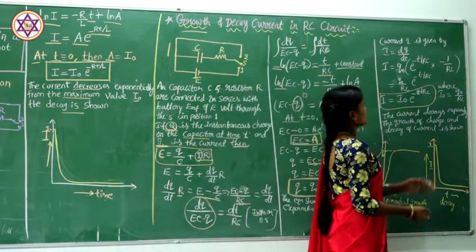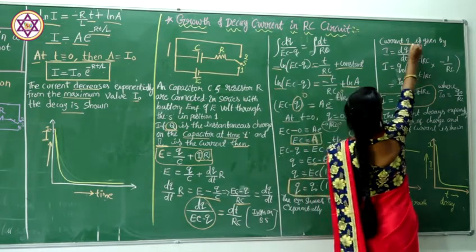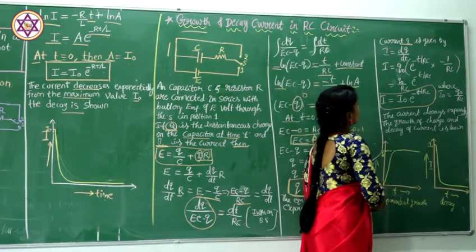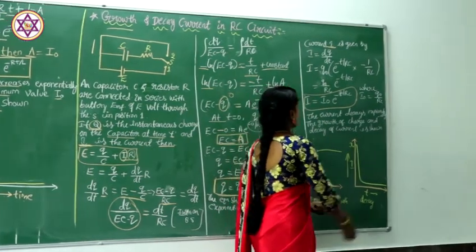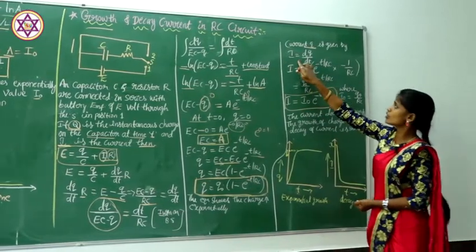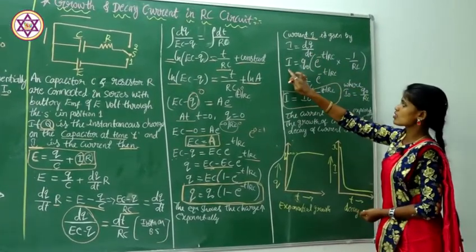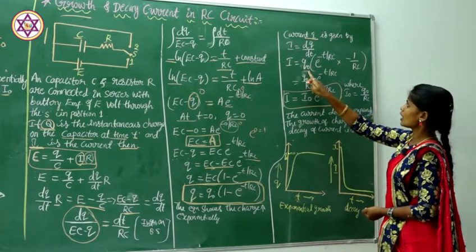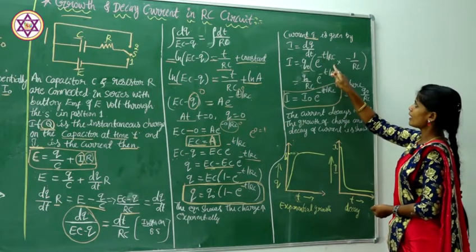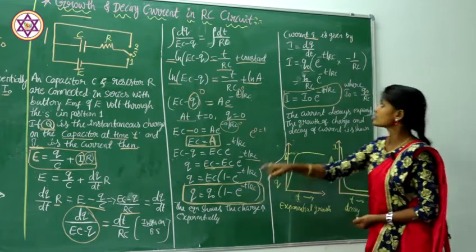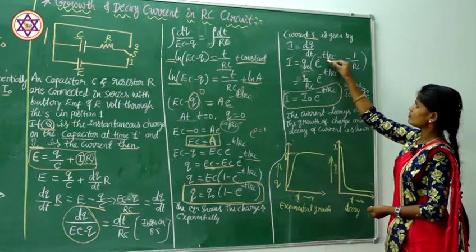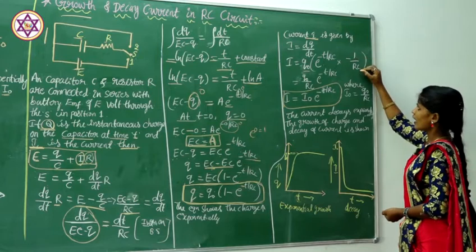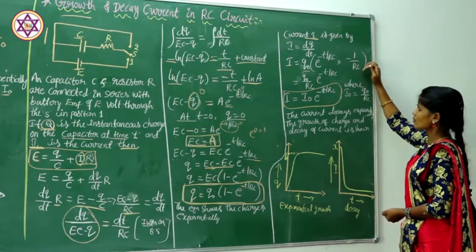Next, the current I is given by dq by dt. So, I equals dq by dt, which we can write as q naught e to the power of minus t by RC, multiplied by minus 1 by RC.